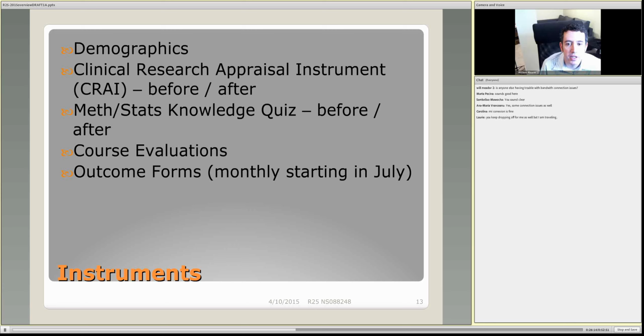Course evaluations: I don't have a link for this, as you could evaluate me on this, but this is generally an information session. But once we get into the content-based webinars and other sessions, we'll have course evaluations for each of the sessions. And then something called an outcome form. When we talk about outcomes here, we're talking about your outcomes in terms of, have you gotten your protocol done? Have you gotten it submitted? Have you gotten it funded? Have you gotten patients enrolled? And this will be something that you will fill out monthly starting in July, and you'll get survey reminders for these.